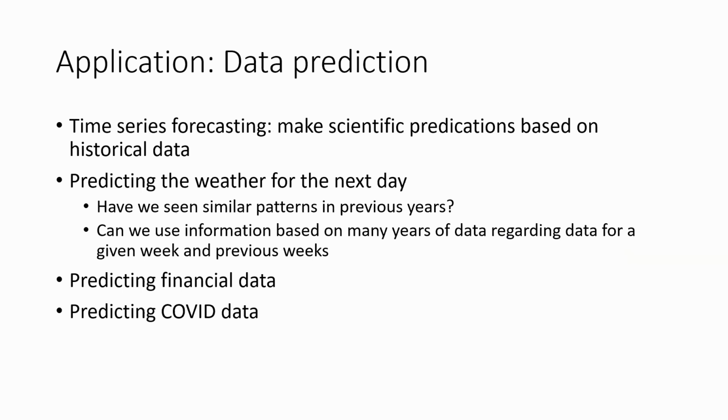Data prediction. So time series forecasting. Unfortunately, I can't really get too deep into the details of time series forecasting, but imagine you have a body of historic data, right? So we know what the weather was like last year. We know what the weather was like in the past 50 years. Right? Can we use that information to figure out what our weather would look like this year?